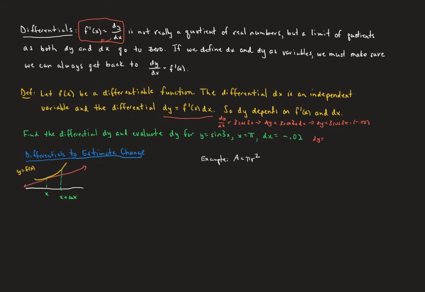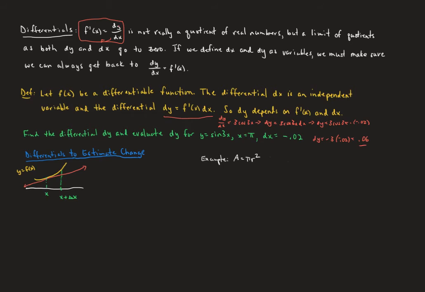So that makes our differential dy. Since the cosine of 3 pi is negative 1, that's going to be negative 3 times negative 0.02. And so that's going to be a positive 0.06. That's our differential dy.